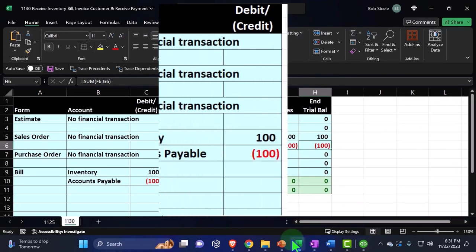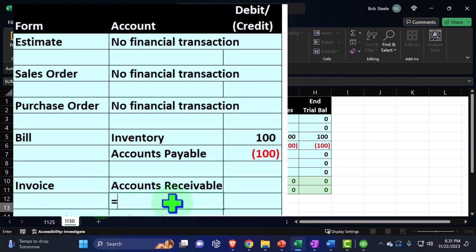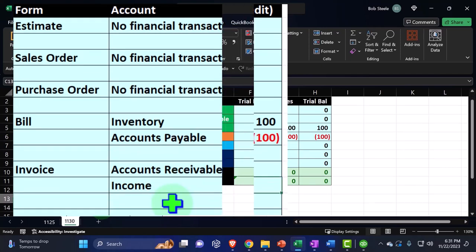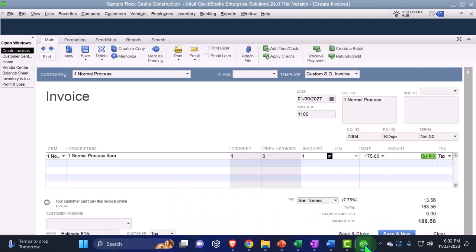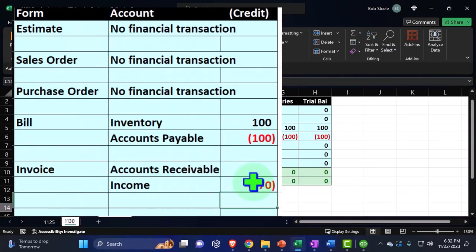So let's do that with a journal entry first. So let's say we have the invoice. What accounts are affected? Well, we know the accounts receivable is going to go up, for the amount plus the sales tax. I'll do that in a second. And then the sales or income is going to go up. Now the income we would know because we charged 175. So I'm going to say that's negative 175. It's a credit, negative 175.